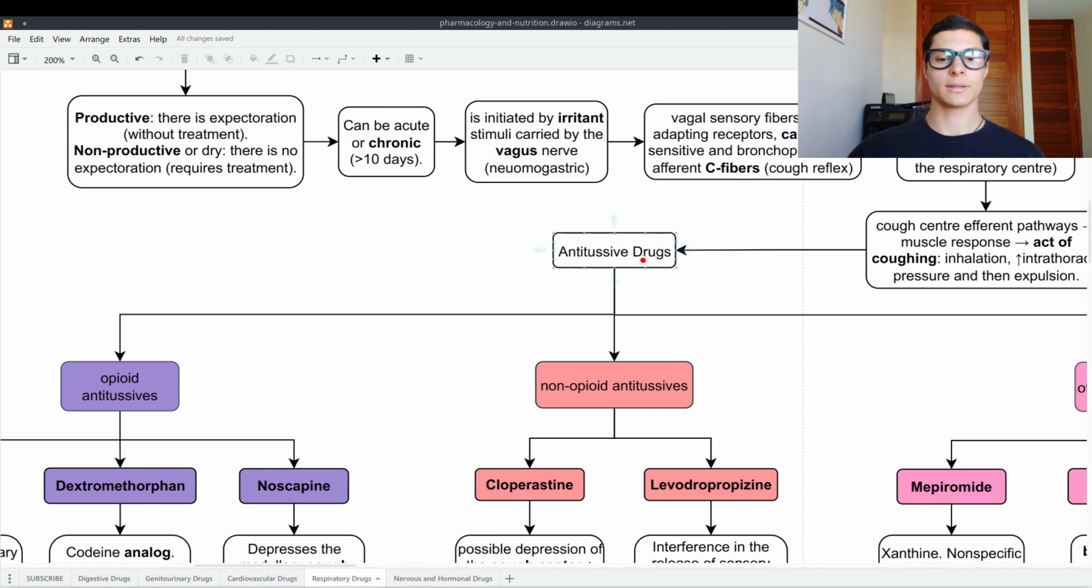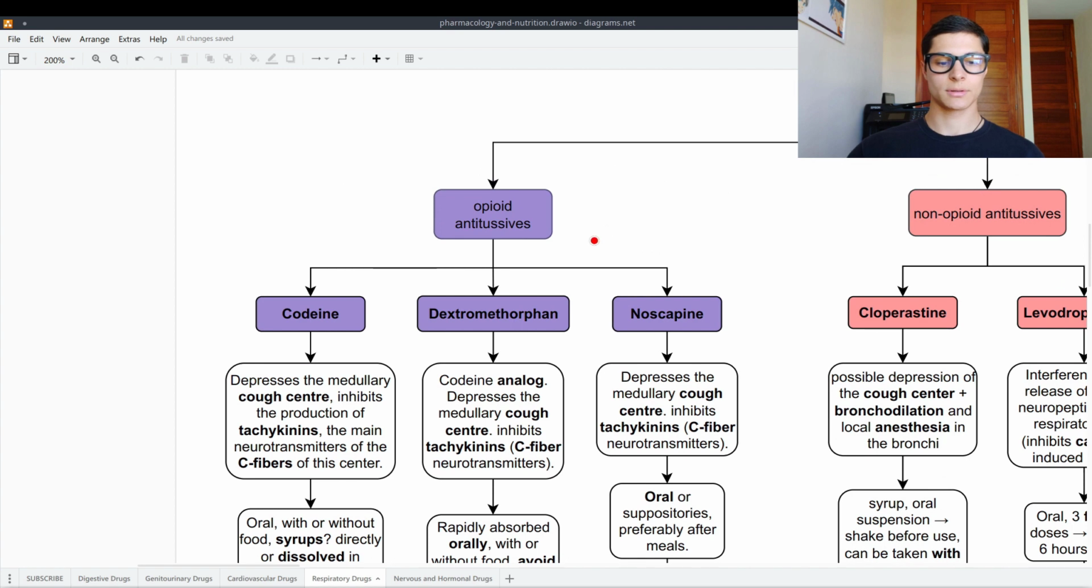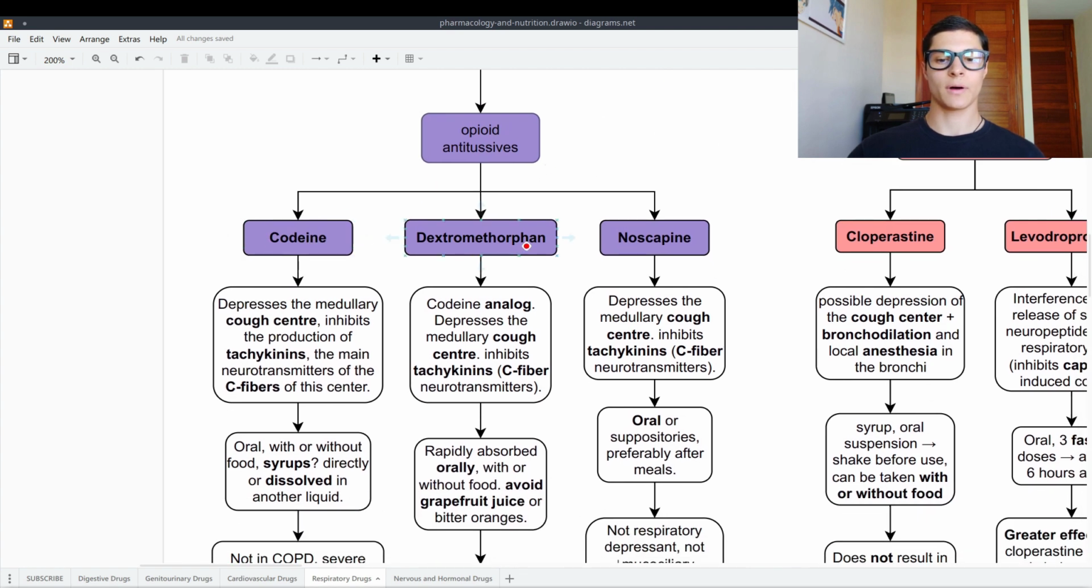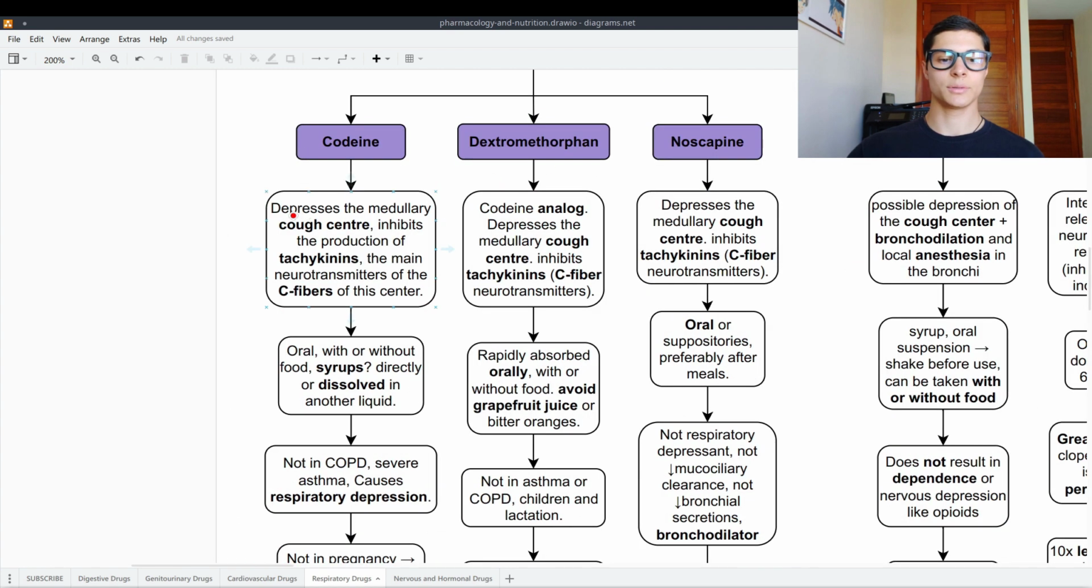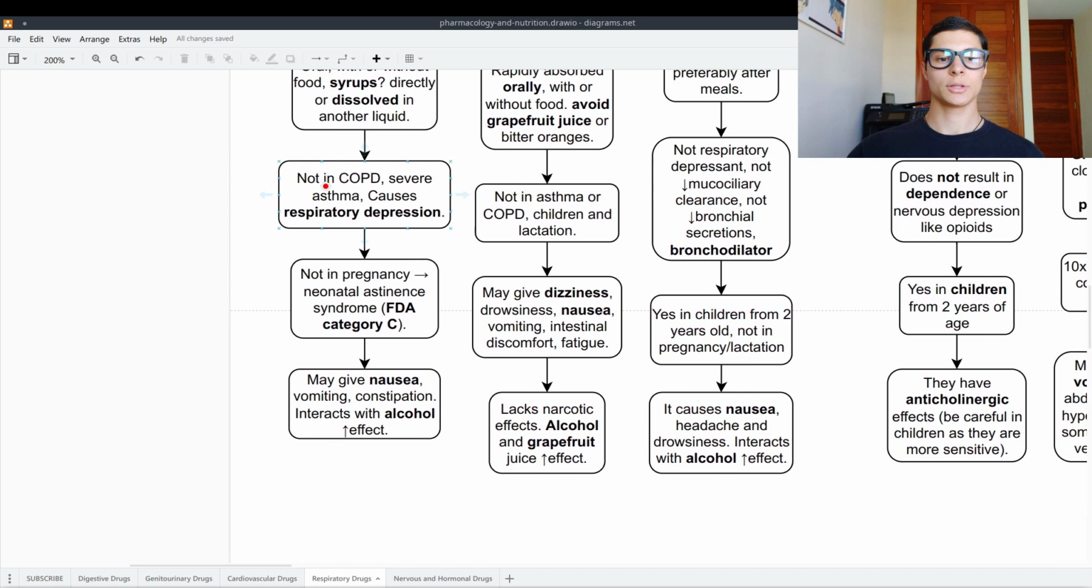So now let's take a look at the antitussive drugs, starting with the opioid antitussives. We have the codeine, the dextromethorphan, and the noscapine. The codeine depresses the medullary cough center by inhibiting the production of tachykinins, the main neurotransmitters of the C fibers. They are taken orally with or without food, and if they are a syrup, you can take it directly or dissolved in another liquid. Not prescribed in COPD or severe asthma, and it causes respiratory depression, so not acting only in the cough center, but also affecting the respiratory center.